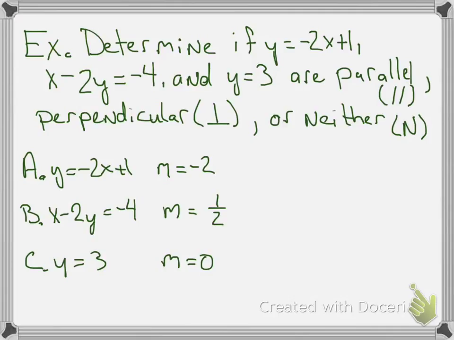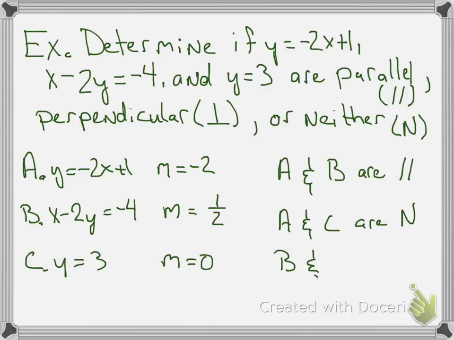Okay, so on this one, we can do this. If I look at these, I can see that lines A and B are perpendicular. They're opposite reciprocals. Lines A and C are neither, because negative 2 and 0 have nothing to do with each other. And lines B and C are neither, because, again, nothing to do with each other. All right. I probably was going to stop there, but I do want to add one more thing, so be prepared for that.